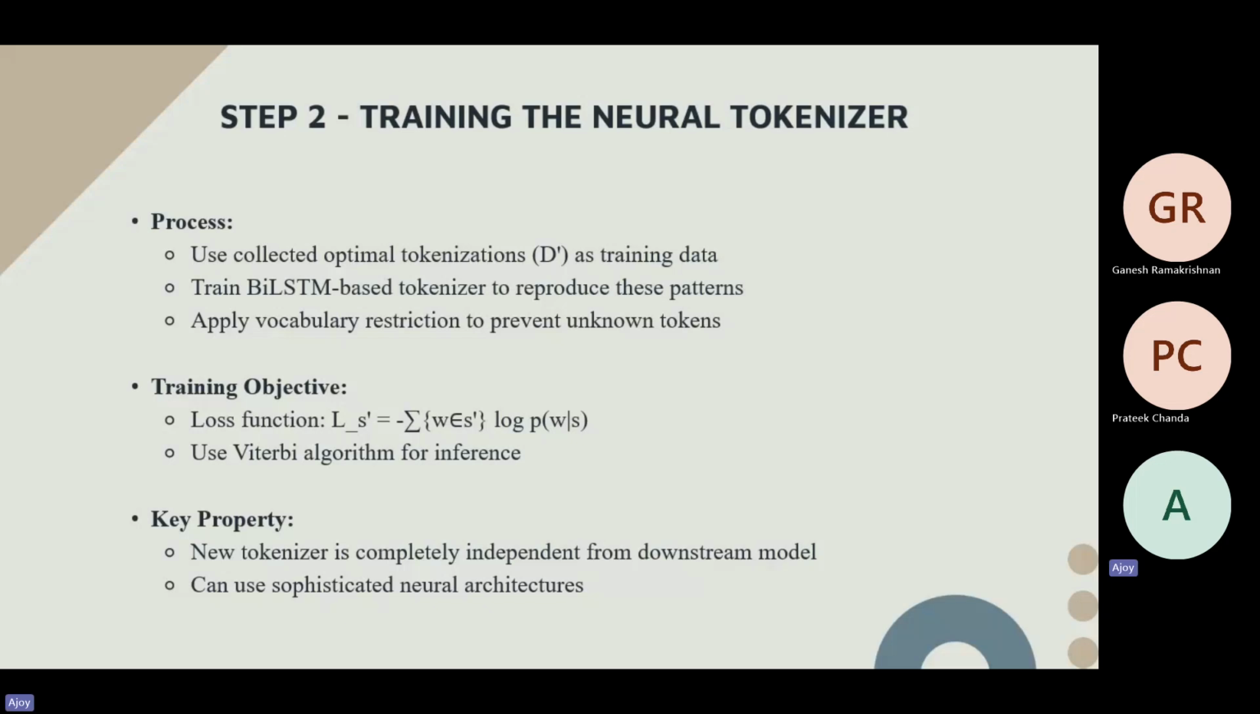What is this? This is log loss. And then is it likelihood? Yes, it's negative likelihood. So negative of likelihood.